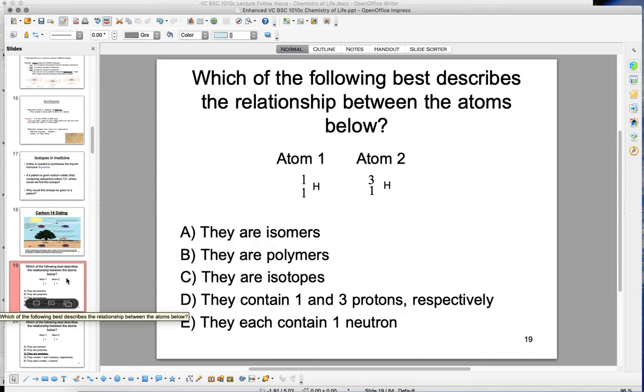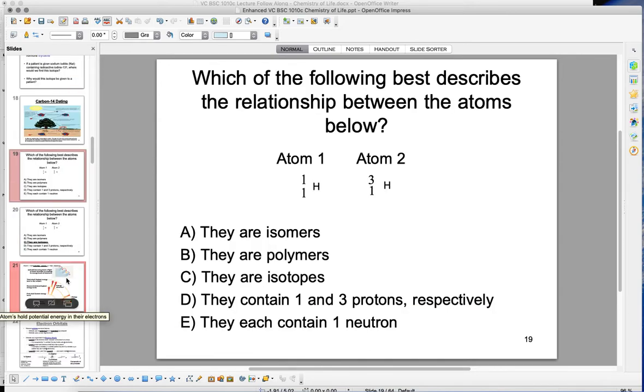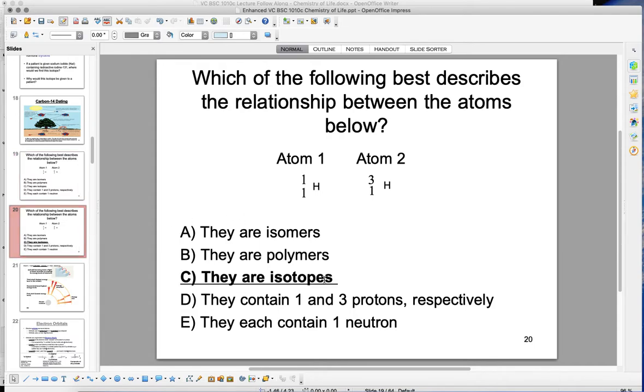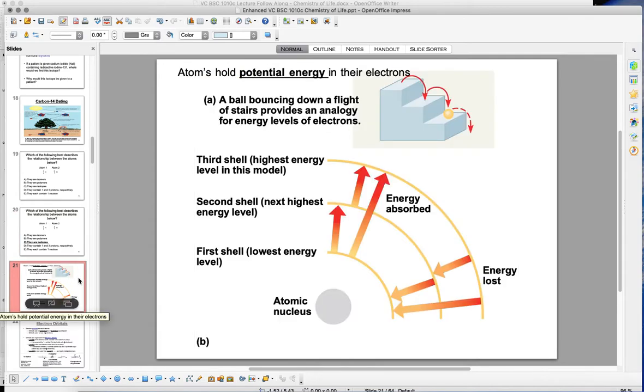Okay, and then I had an example over here: which of the following best describes the relationship between the atoms below? We have hydrogen 1 and 1, which is our normal isotope, and now we're looking at H1 and 3. So it has 2 neutrons in here, and this is now 3 for the atomic mass. So obviously this is going to have to be isotopes, because that's the only thing we've talked about. We haven't talked about isomers or polymers or any of these other answers yet. So that would be an isotope.